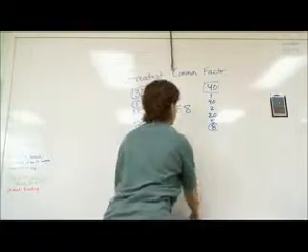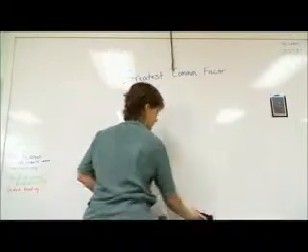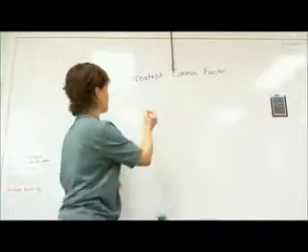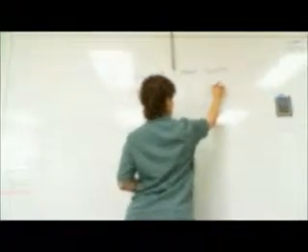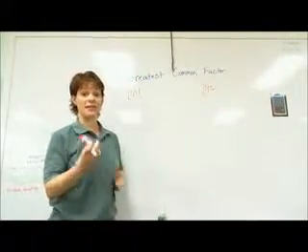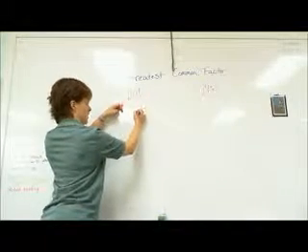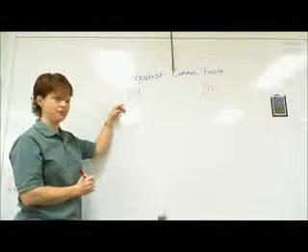Okay. Let's see here. How about 10 and 45? 10 and 45. So how do we start? We start by listing the factors. So what are the factors of 10? 1, 10, 2, 5. Anything else?